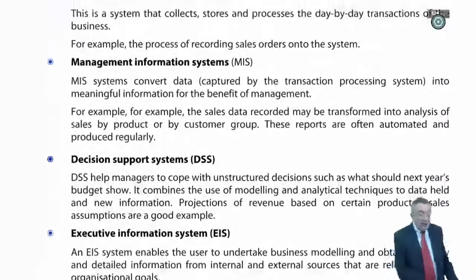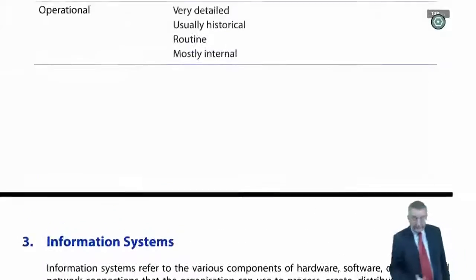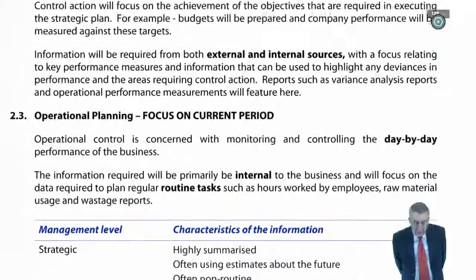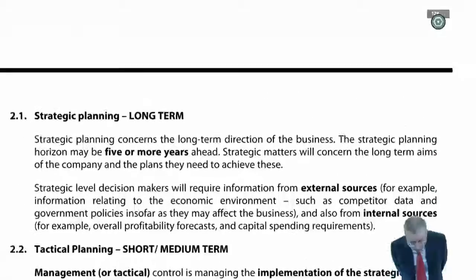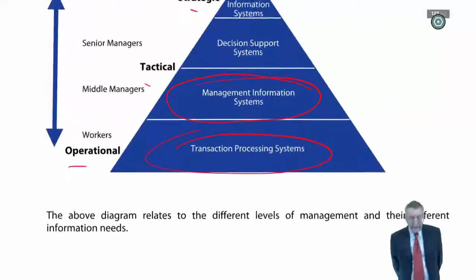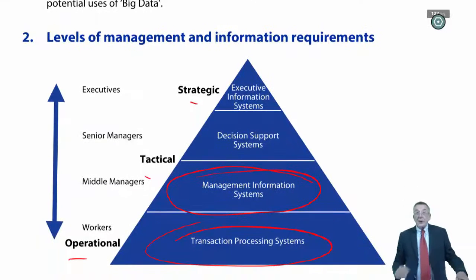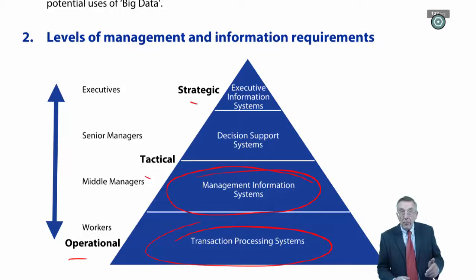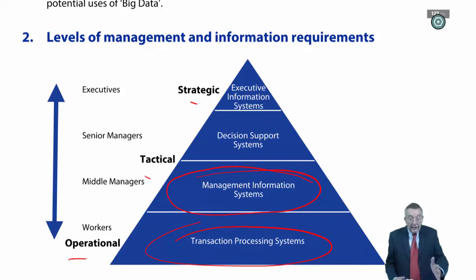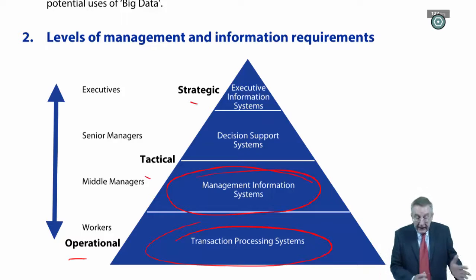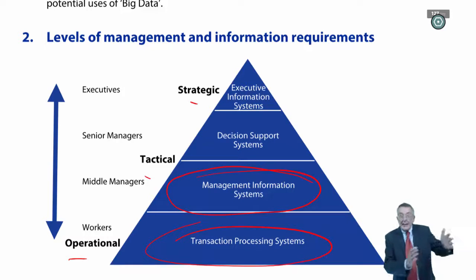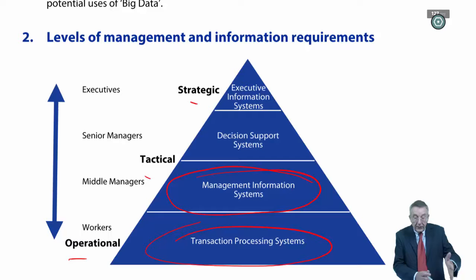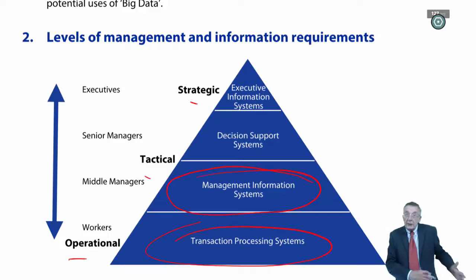So if I go back to that pyramid for the last time, oh dear, here we are. We've talked about the different levels of planning, operational, tactical, strategic. We've talked about the different levels of managers, etc. involved in it. Strategic, top level management, executives, tactical, senior, middle managers, operational, junior management and your workers. And the information systems that are useful to them.